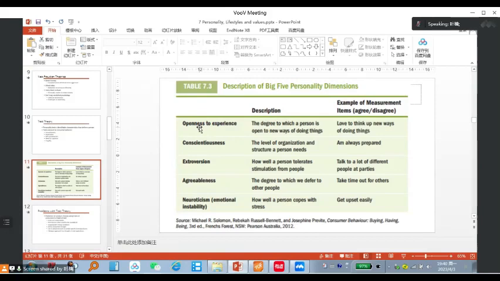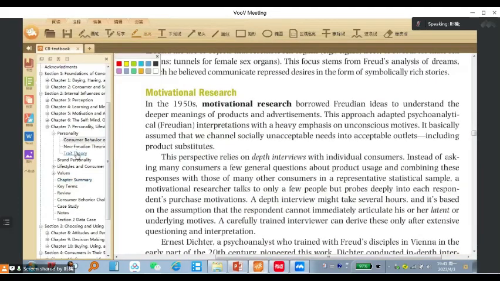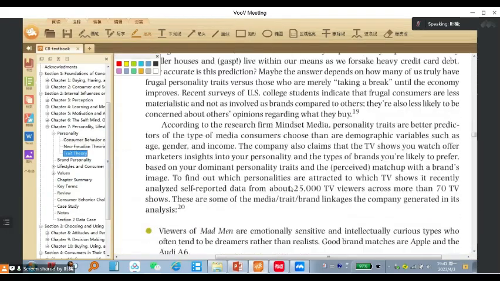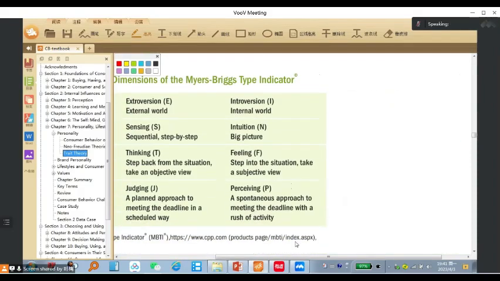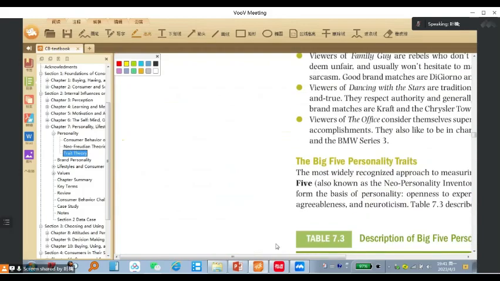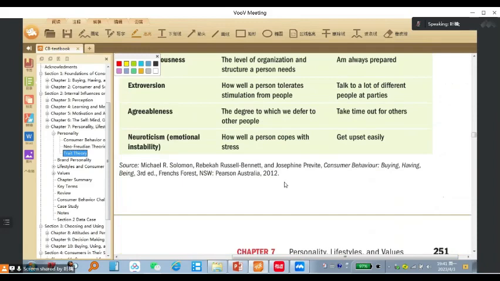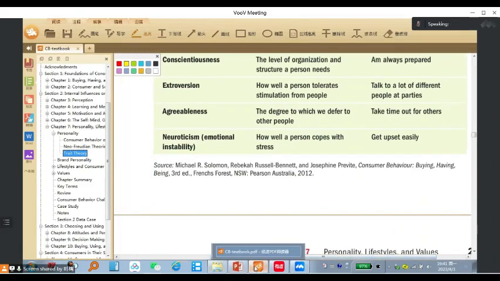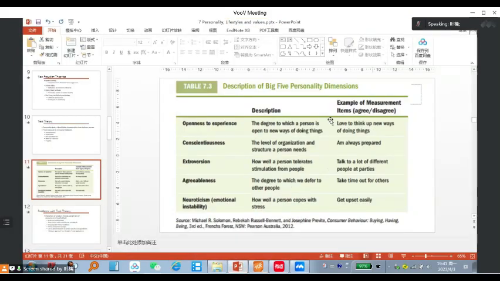And now we can have a look at the definitions, the descriptions, and examples of measurement items. You can find the measurement scale from previous studies and academic papers. Let's see if we have the measurement scales. No, we do not have them. You can go to the academic papers to find out the measurement scale for the Big Five personality traits.